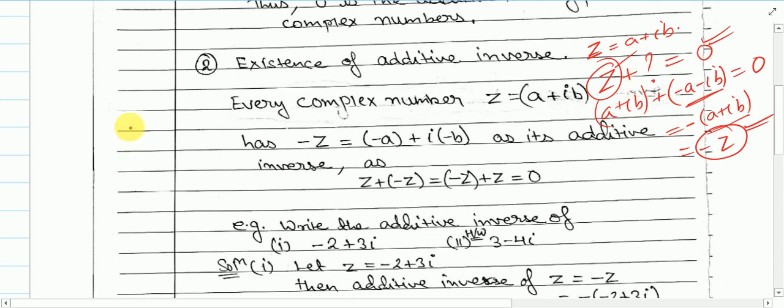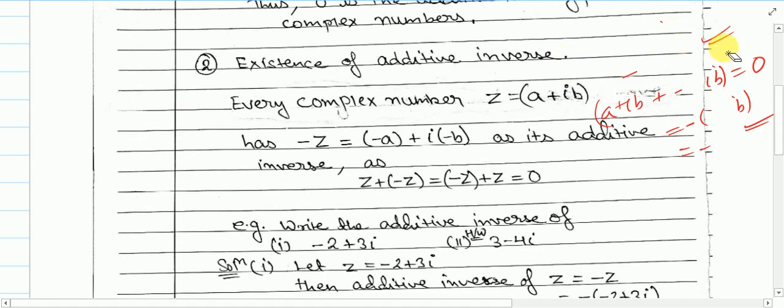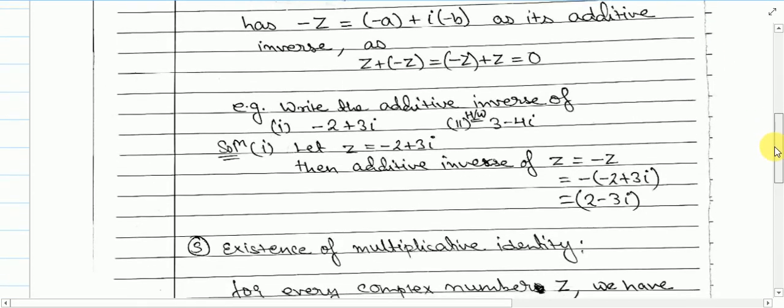So if I have minus 7 plus 3i, then the additive inverse for this will be the negative of this. That means 7 minus 3i will be the additive inverse of this. So here additive inverse is clear to you now. Now let us see next.